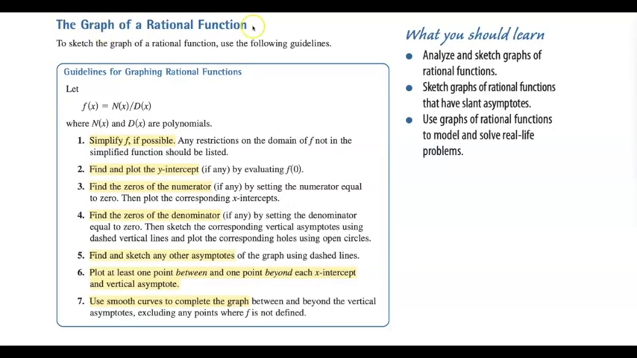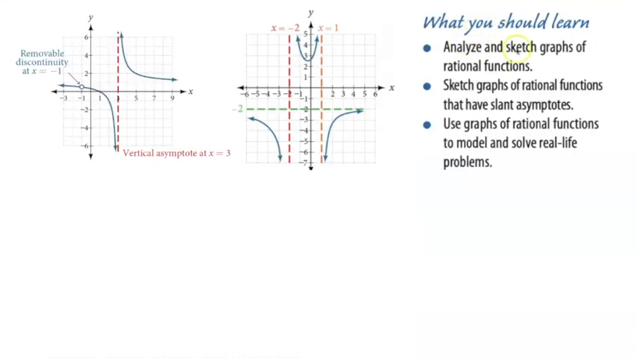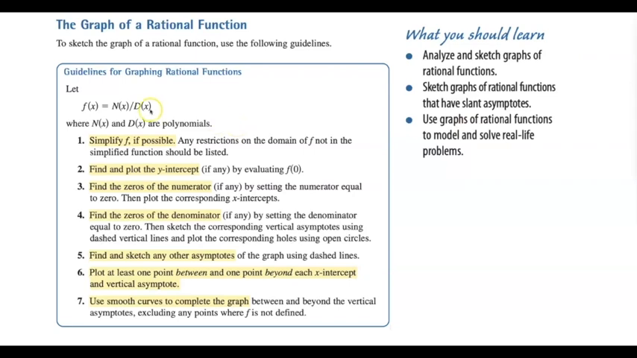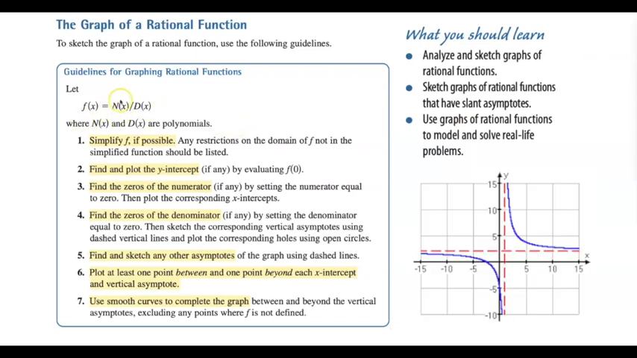2.7, the graph of a rational function. What you should learn: analyze and sketch graphs of rational functions, sketch graphs of rational functions that have slant asymptotes, and use graphs of rational functions to solve real-life problems. So we talked about rational functions last lesson. A rational function is just two polynomials on top of each other, like this. F(x) equals n(x) over d(x).